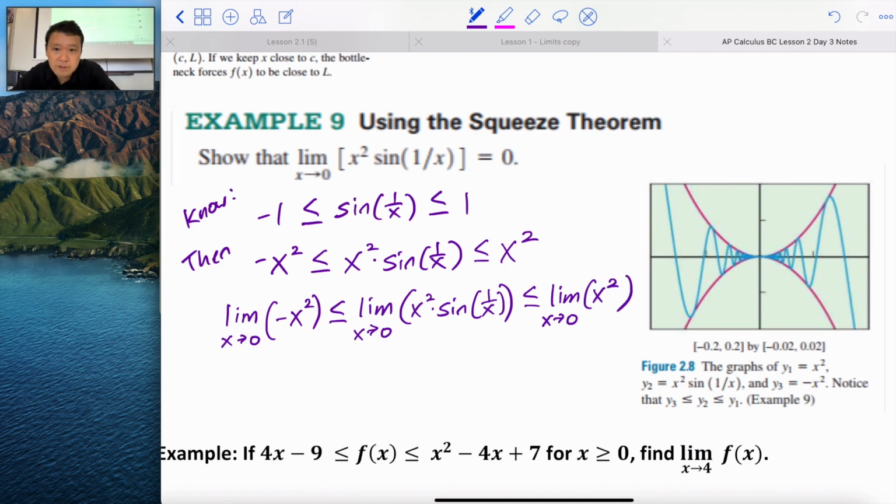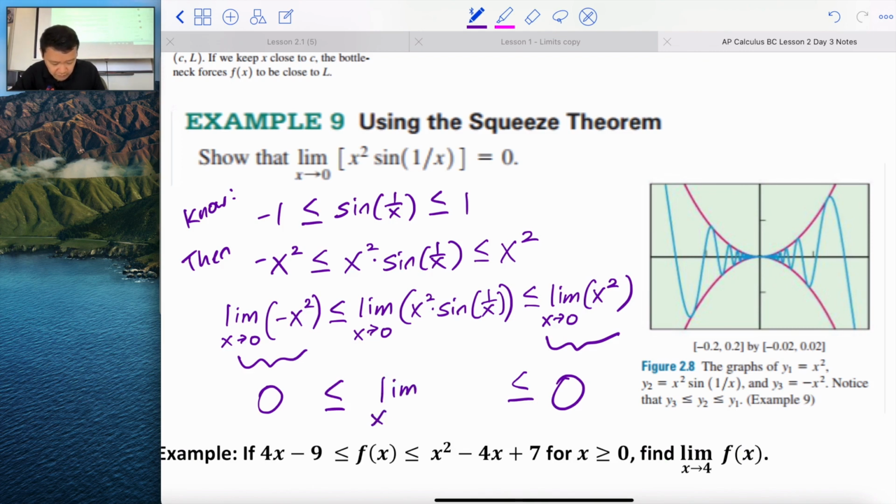As you can see, the limit of the negative x squared would have to be less than or equal to what we're trying to solve for, which would then be less than or equal to the limit of the x squared, as x approaches 0 for all of them. And it's pretty straightforward from there, right? The limit of the negative x squared as x approaches 0 would be 0, as indicated by the graph, and algebraically as well. The limit of the positive x squared is also 0, right? As x approaches 0. And the one that we're looking for is in between 0 and 0.